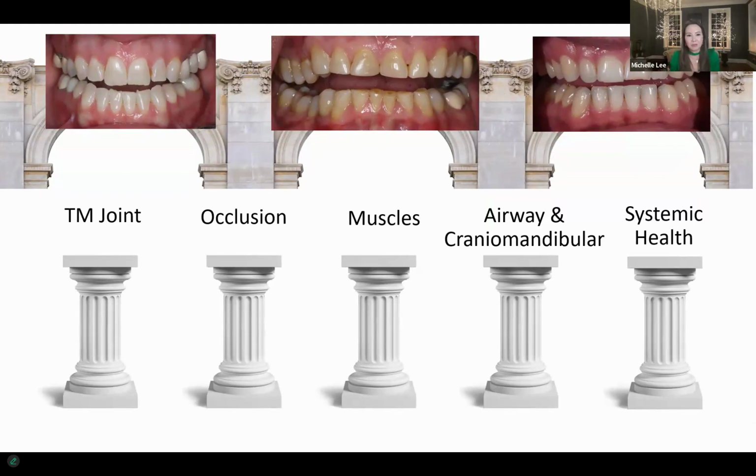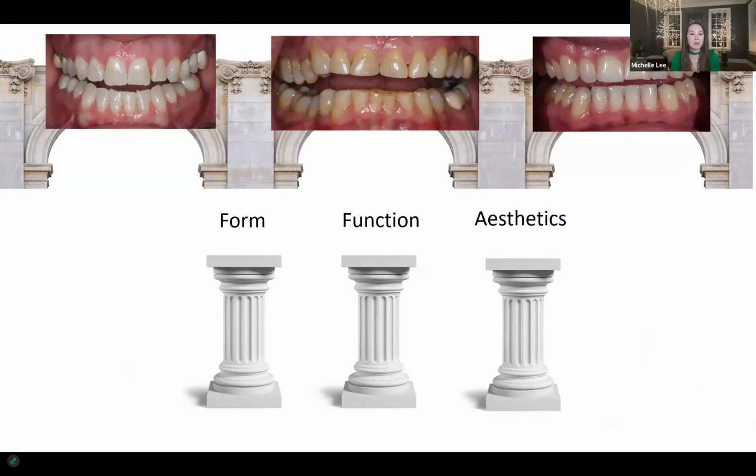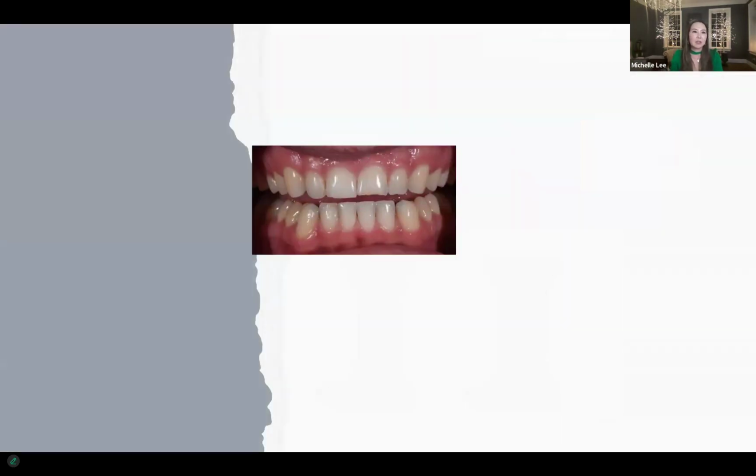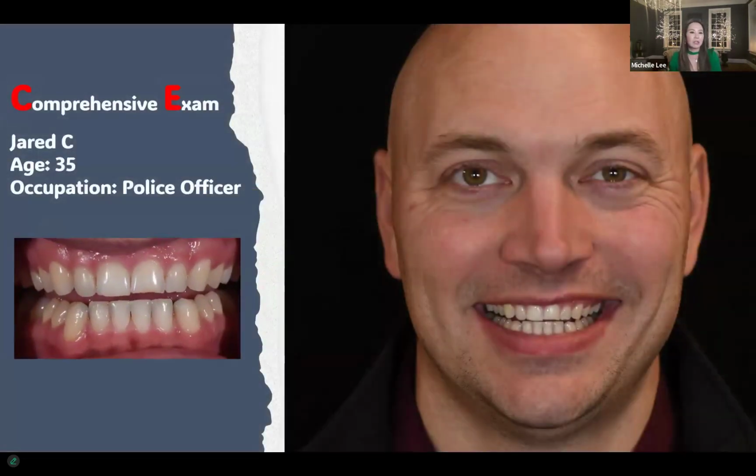And I consider these major pillars in dentistry, where we're looking at joint, occlusion, muscles, airway, the craniomandibular connection. And the systemic health is important. And we're looking at form, function, and aesthetics to be able to treat the patient, starting from a healthy TM joint and taking it all the way out to a healthy, beautiful smile. So in the last few minutes that I have here, let me show you a really quick case. I have a full documented case on this, but in lieu of time for this presentation, I'm just going to show you maybe the major principles.